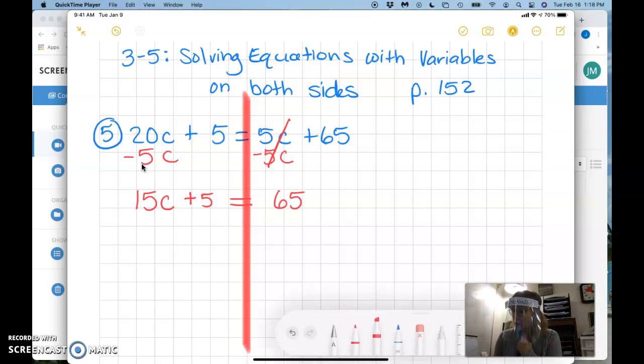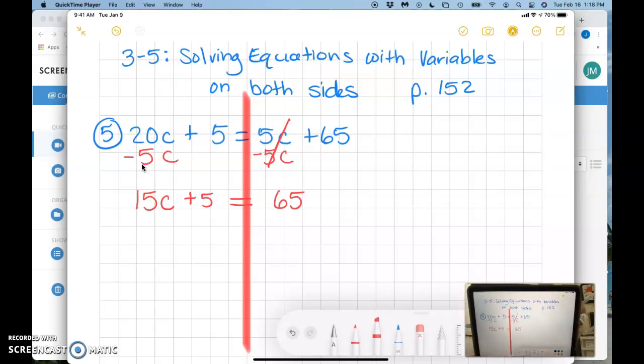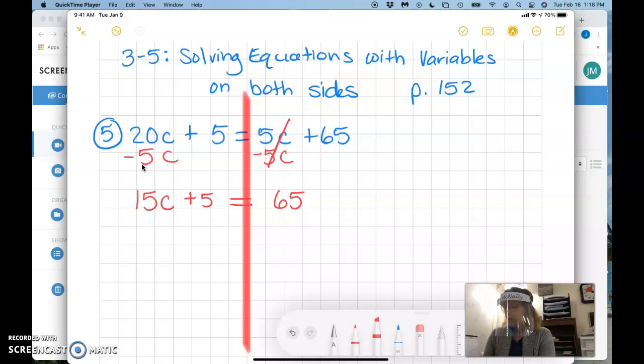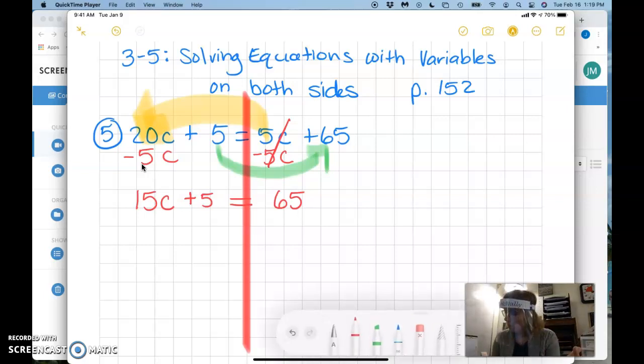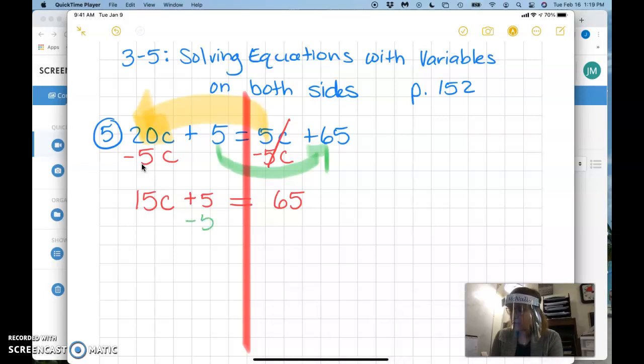Let me show you what we did. So now, since I moved the c over to that side, I need to move my number to the other side. So that means my 5 is going to join the 65 on the other side. But to move something, I have to do the opposite. So I'm going to do what? Minus 5 to both sides.